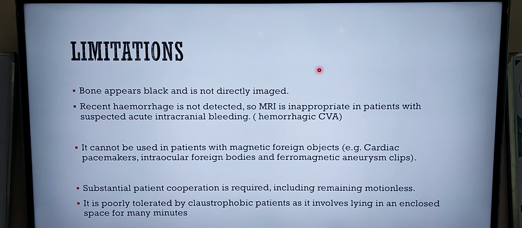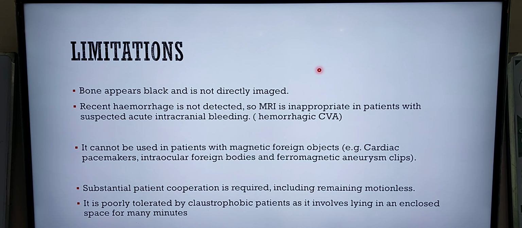What are the limitations of MRI? Bone appears black, it is not directly imaged, so for that a CT scan has to be used. Additional investigation has to be used. Recent hemorrhage is not detected, so MRI is inappropriate for acute cerebral hemorrhage. For that, CT has to be used.